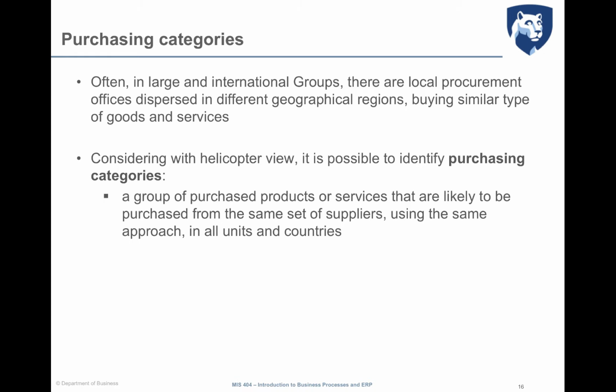It's likely that companies define what we call purchasing categories. We group products or services that are likely to be purchased from the same set of suppliers using the same approach in all units and countries. So companies group raw materials, components, supplies. So that can be a purchasing category including raw materials and also parts and assemblies, according to their needs and according to the similarities that they have in purchasing some of this group, they create this type of purchasing category.